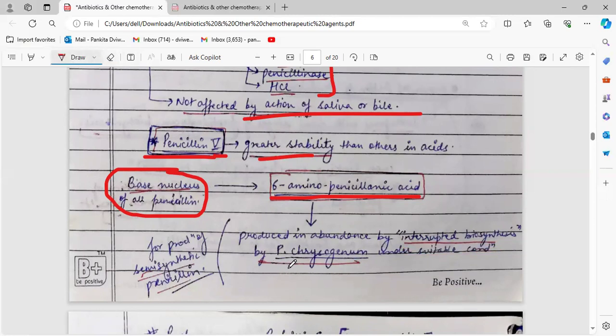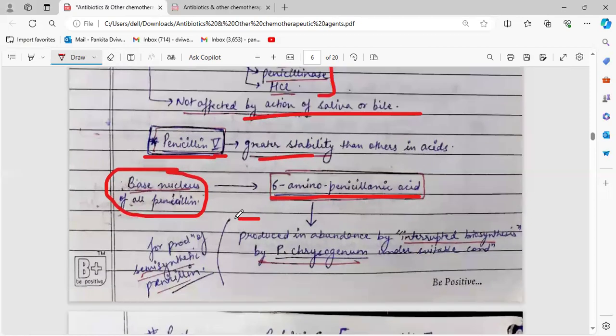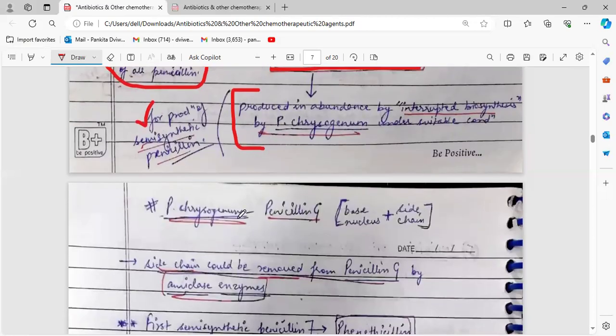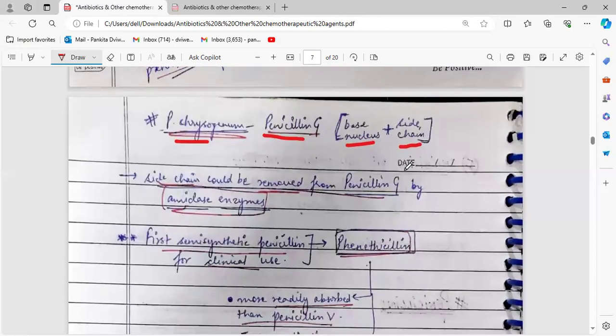in P. chrysogenum under the required conditions. And this is the process, the interrupted biosynthesis by P. chrysogenum, which is used for the production of semi-synthetic penicillins. P. chrysogenum gives penicillin G, which has a base nucleus of this 6-amino penicillanic acid and a side chain. The side chain can be removed from penicillin G through the use of amidase enzyme.